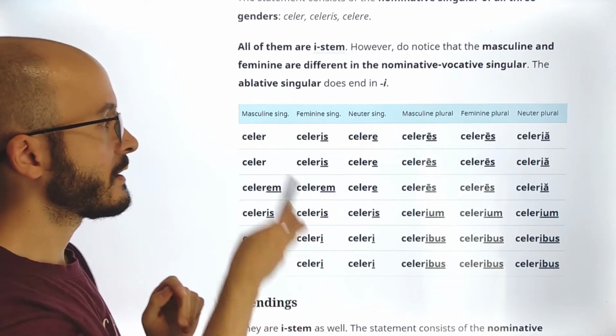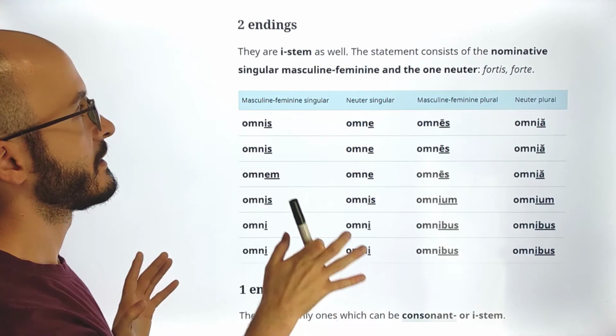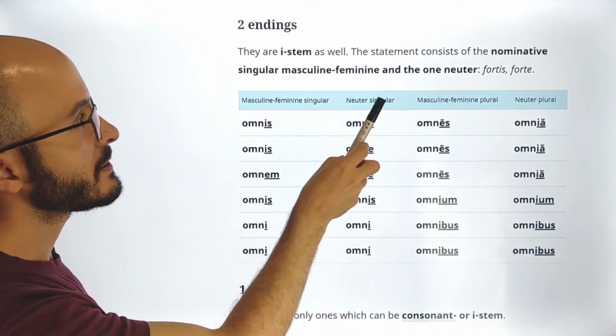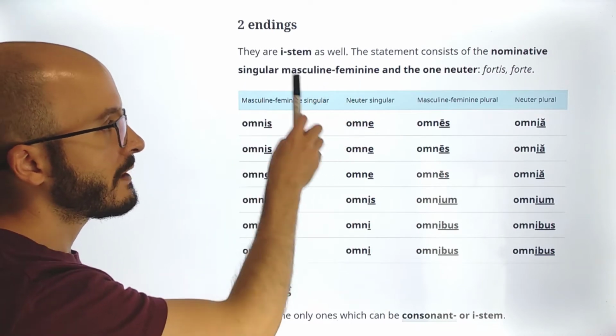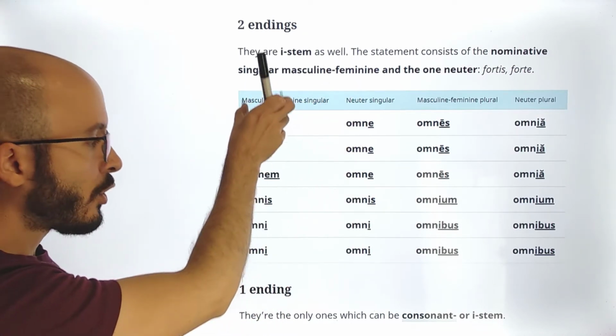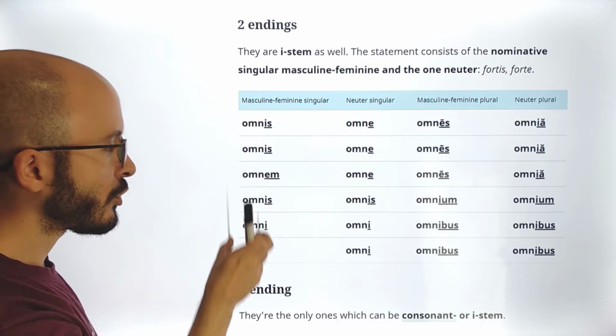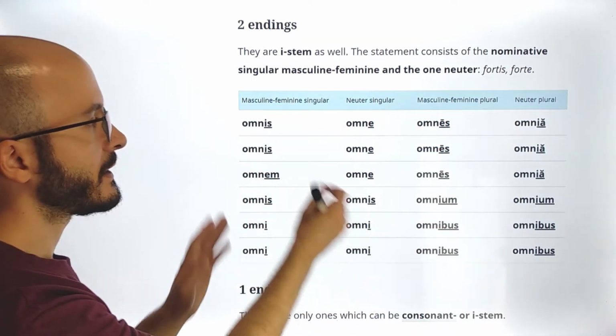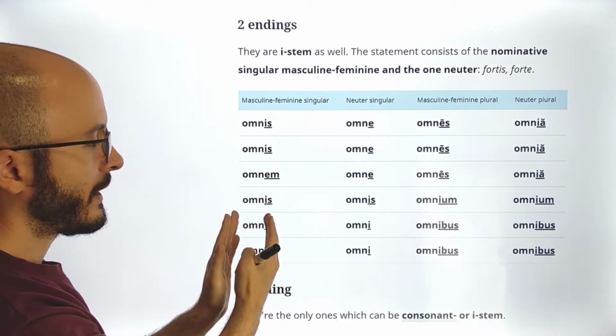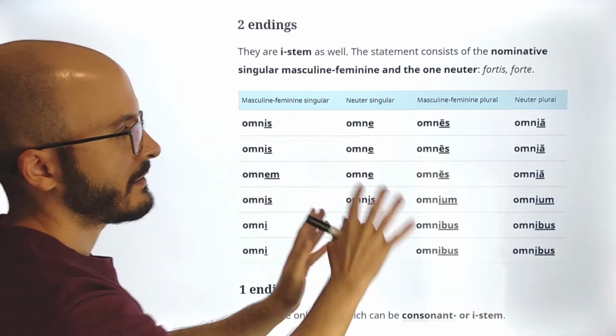Three endings because it's 1, 2, 3. Now, we have two endings. And why is it two endings? Because the statement consists of the nominative singular masculine-feminine, which in this case is completely the same. It is totally the same, both in the singular and in the plural. So it is masculine-feminine on the one hand, neuter on the other hand, and the same for the plural.